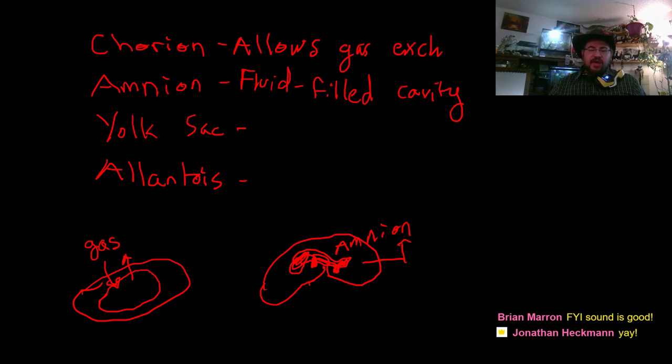Then we have a yolk sac. So the yolk sac is just a nutrient filled sac that will provide the embryo the nutrients required for development.